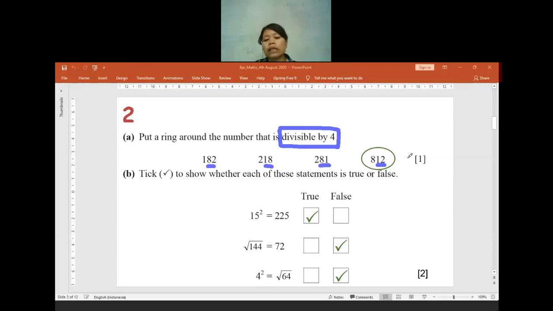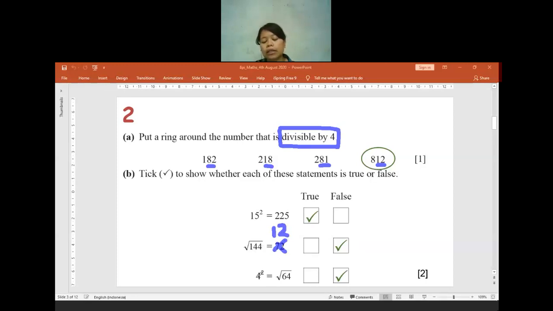Tick to show whether each of these statements is true or false. 15 squared means 15 times 15. 15 times 15, the answer is 225. That's why I tick the true box. Here, square root of 144 is equal to 72. I tick the false box. Can you tell me what is the correct answer for the square root of 144? Someone said it is 12. Is there anyone who disagrees? Yes, the square root of 144 is 12 because 12 times 12 is 144.